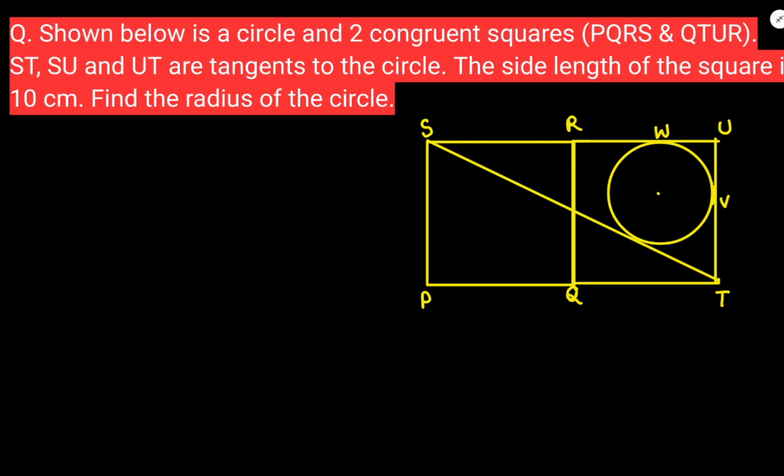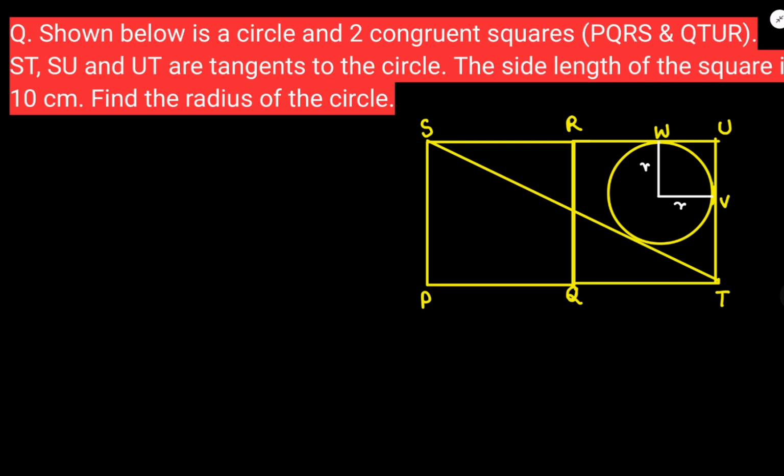Then they are giving the side length of the square as 10 centimeter, and asking us to find the radius of the circle. That means we need to find this radius. I will draw the center here. We need to find this radius. This is also, we know, a radius.